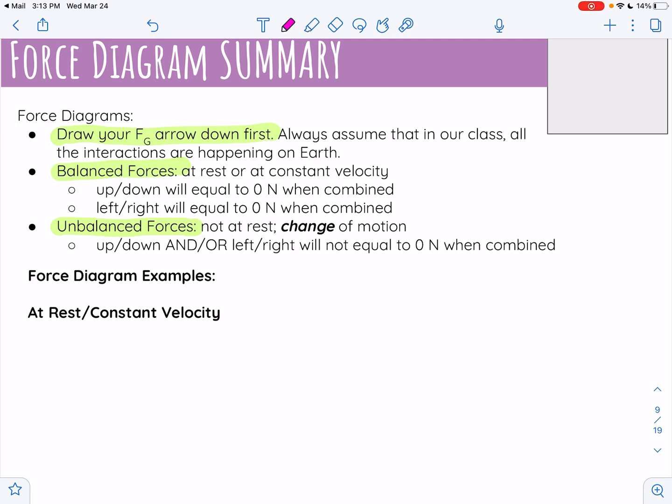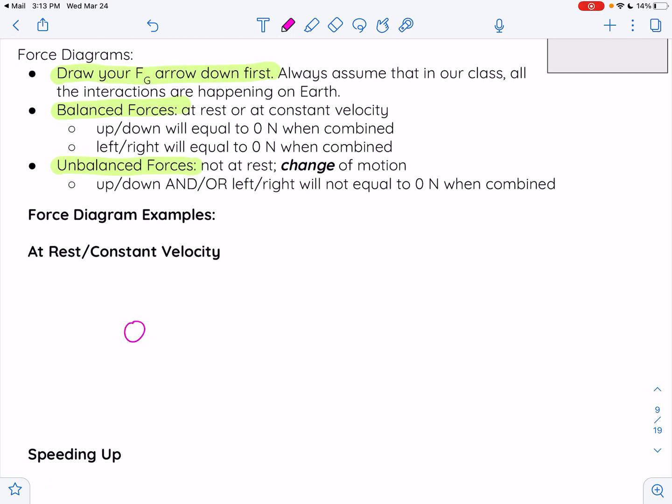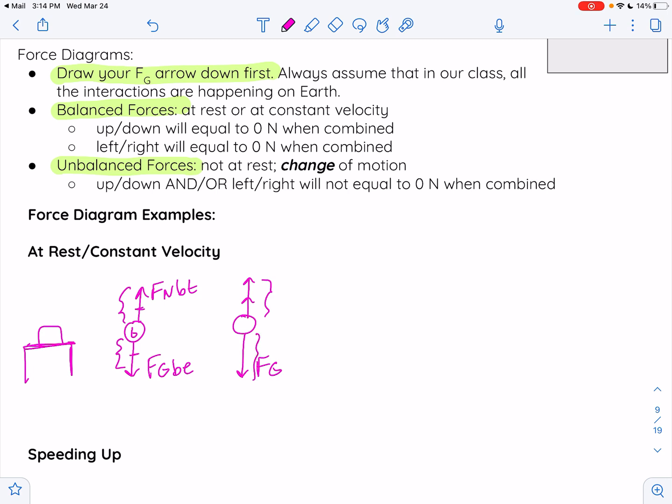So when you're drawing them, let's say the force diagram at rest is a book on a table. We'd have the force of gravity, book-Earth, and the normal force, book-table. Notice how these are equal. These are the same size. The up equals the down. There could be a situation where there's a down arrow and maybe two up arrows, but still, that total amount would be the same if it's balanced.